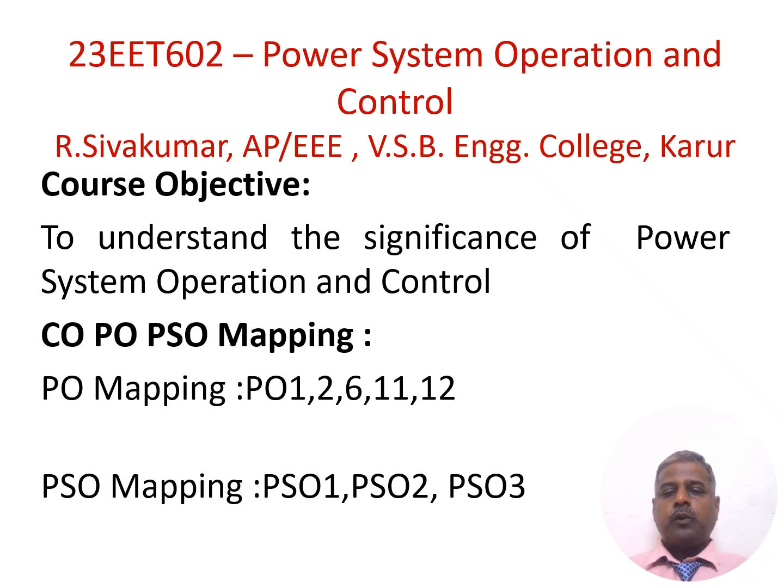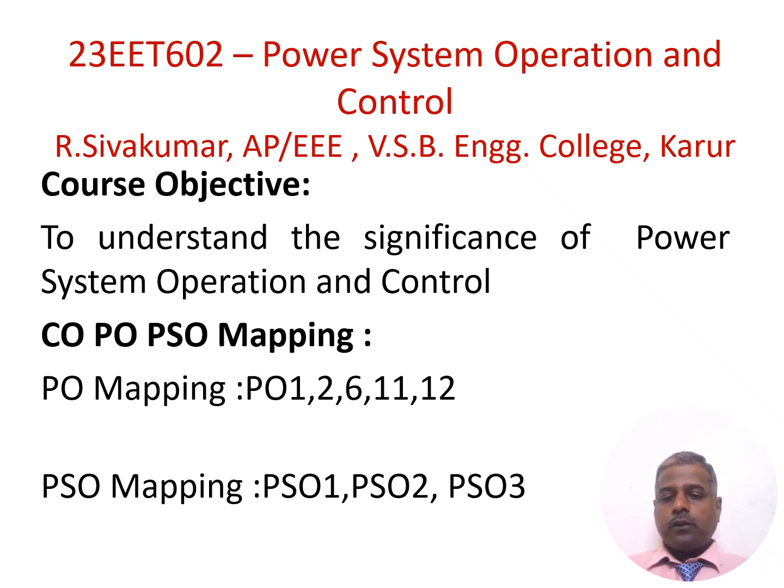This semester I am going to handle the subject of Power System Operation and Control for the 6th semester BE EEE students. The subject code is 23EET602, and the subject name is Power System Operation and Control. Let me start the session.